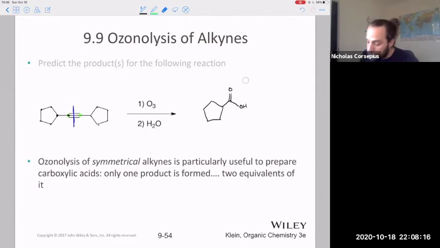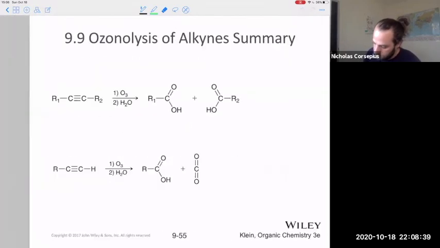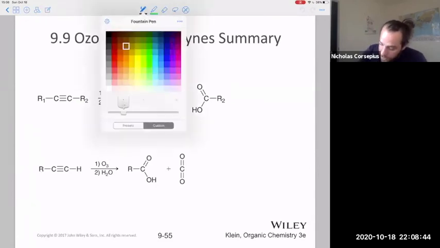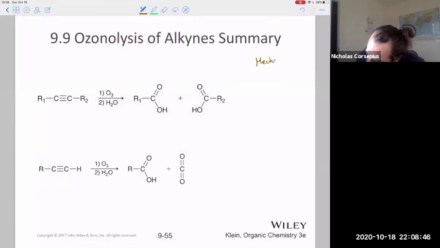Since this is a symmetrical alkyne, what I'll have is just two equivalents of that same carboxylic acid product that's formed. Okay, so symmetrical alkynes will produce, both sides will produce the same thing. So it's a great way to produce carboxylic acids where you don't have a mixture that you're going to have to separate out. Okay, so it's pretty straightforward for the ozonolysis. Again, nice thing about the mechanism is we don't know it. We're not going to bother with it.